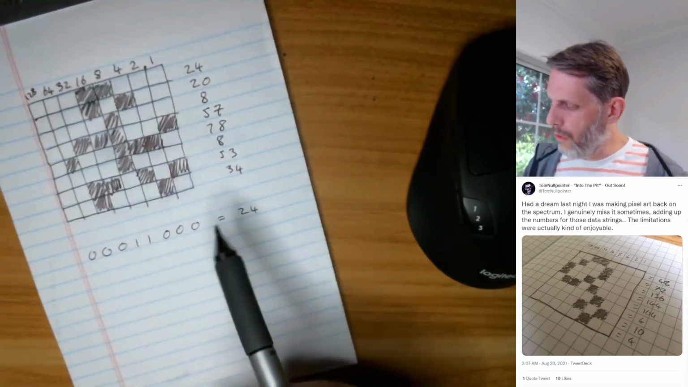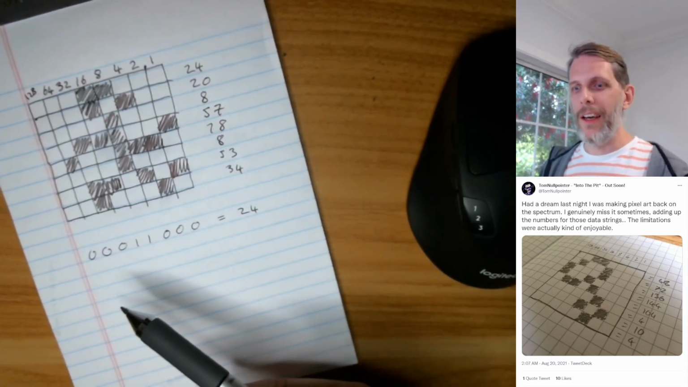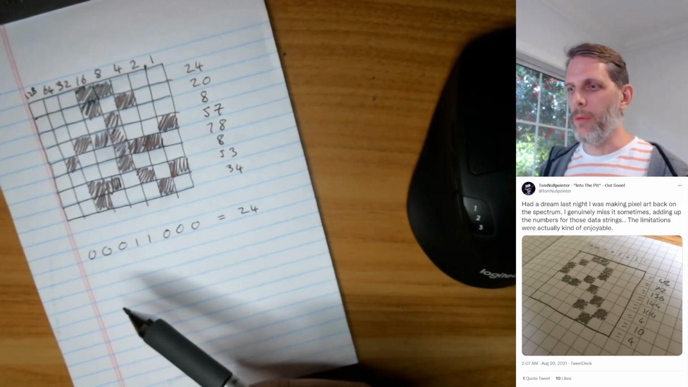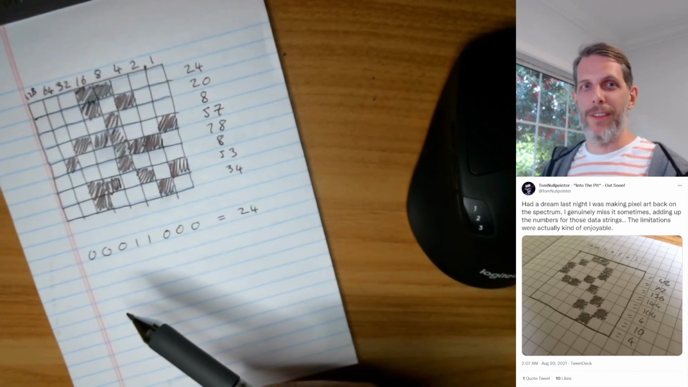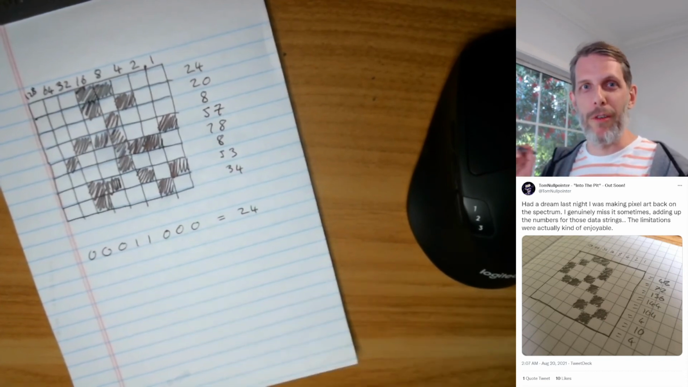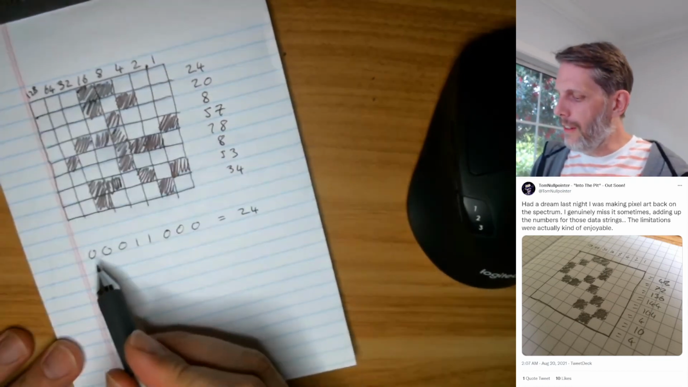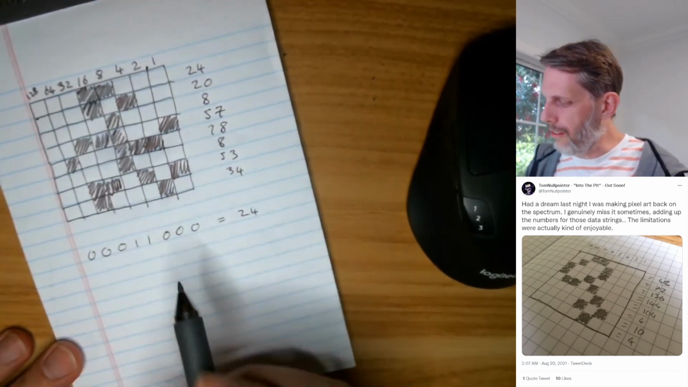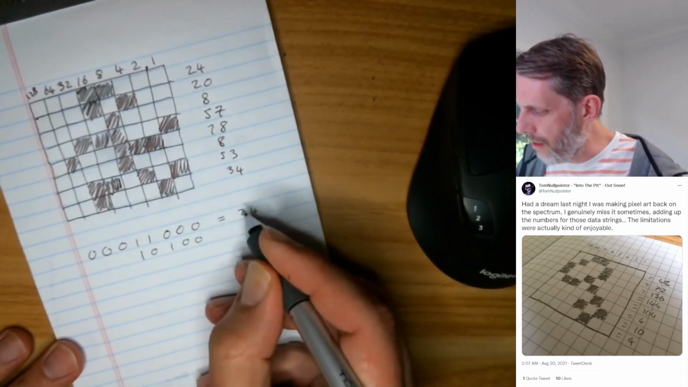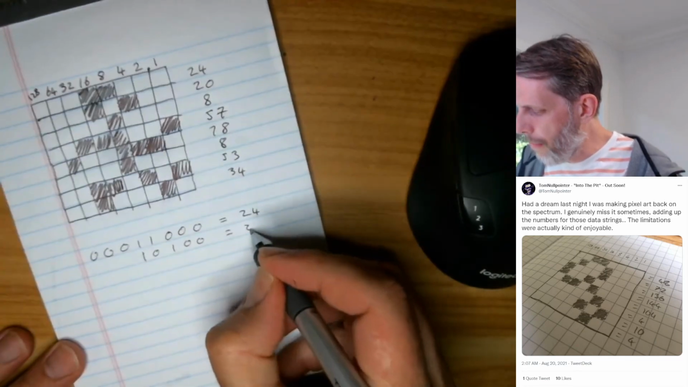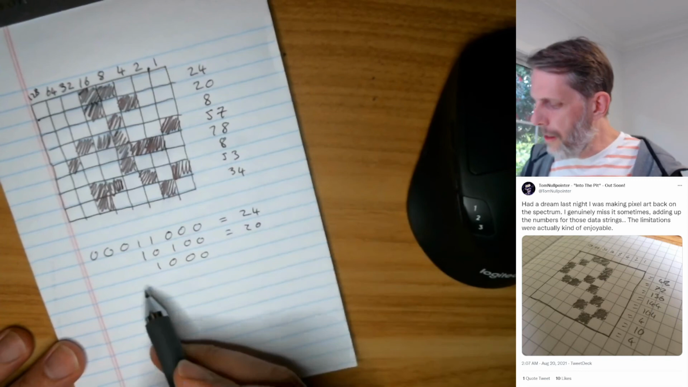But of course, normally when you write a number, you don't bother putting lots of zeros in front of it. If I write down the number of houses I've lived in over my life, I don't do 0, 0, 0, 24 or whatever it is. So you can leave out the zeros at the start. So let's do the next one. The next one is 1, 0, 1, 0, 0, which is 20. 8 is just 1, 0, 0, 0, etc.